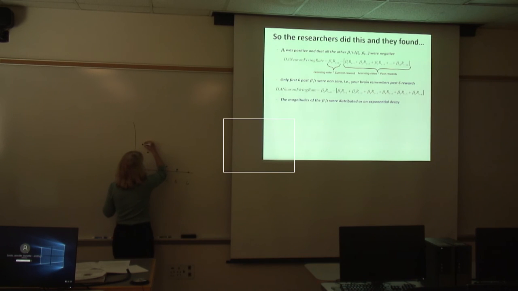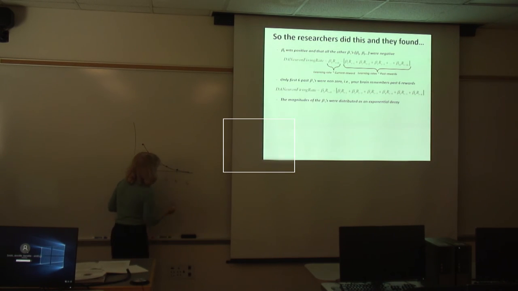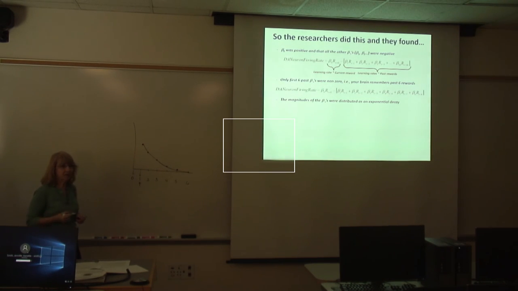In other words, the magnitude of those beta i's decreases exponentially. So this previous reward before the one that just happened, this most previous expected value reward, that is the most remembered in the brain. And the reason we know it's the most remembered is because up there, in that picture, of all of these, beta 1 has the highest magnitude. And of course, the magnitudes then decrease. And so it says that, well, eventually your brain gets to the point where it doesn't remember six times ago.